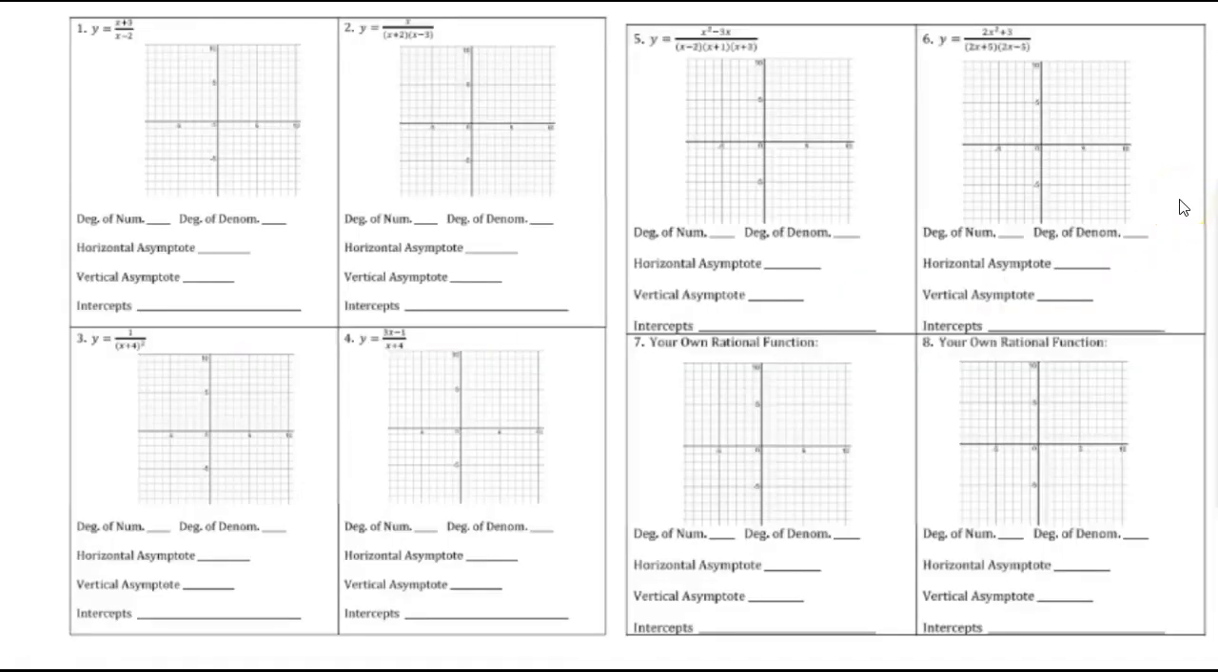The next 2 pages of the lesson is something that you just need to work through. It wants you to use technology. I would use Desmos. You can use a graphing calculator, any kind of graphing device, to graph these functions and then identify information about the graph. Using the equation, identify the degree of the numerator and the degree of the denominator, and then using your graphing technology, the horizontal asymptote, the vertical asymptote, and the x and y intercepts. You want to do that for all of these, well, 6 of these problems.